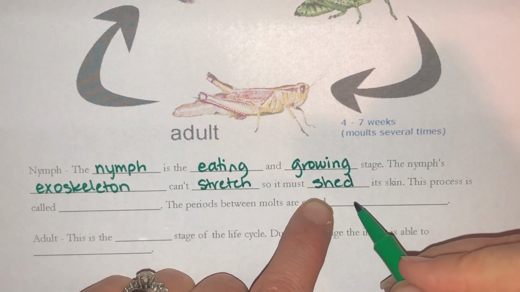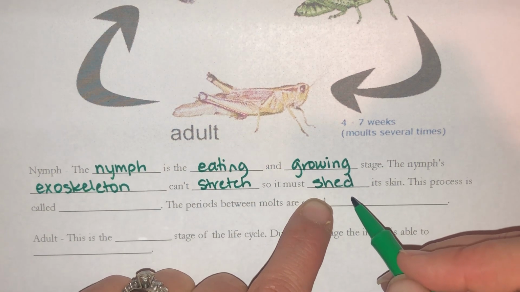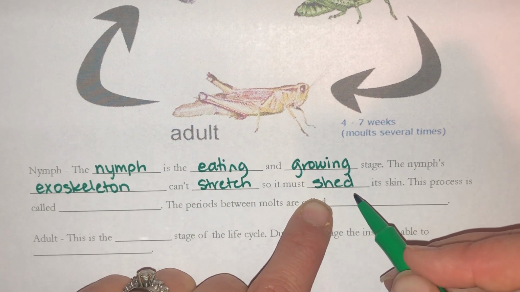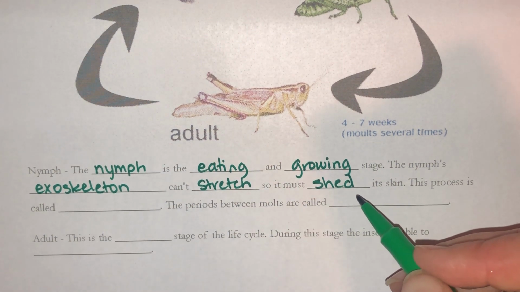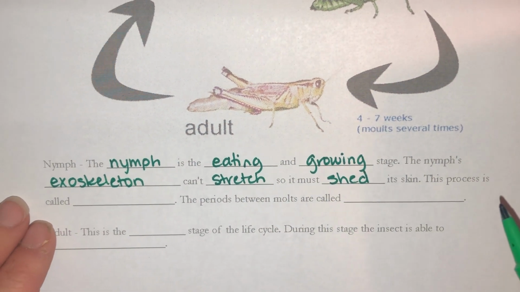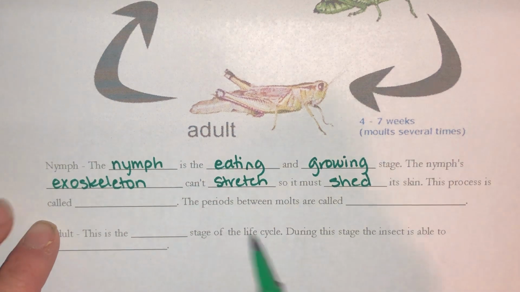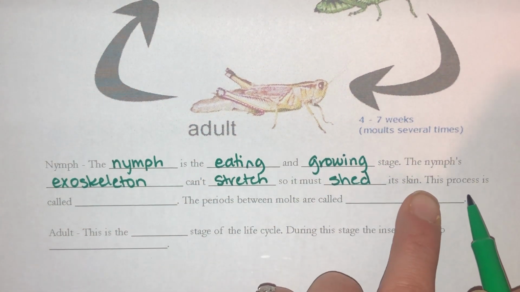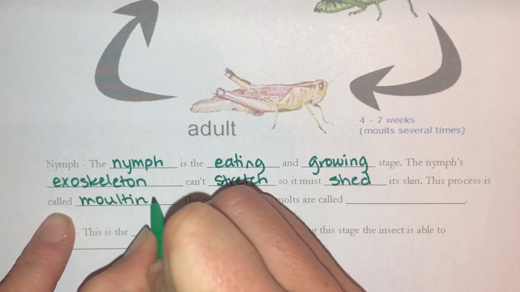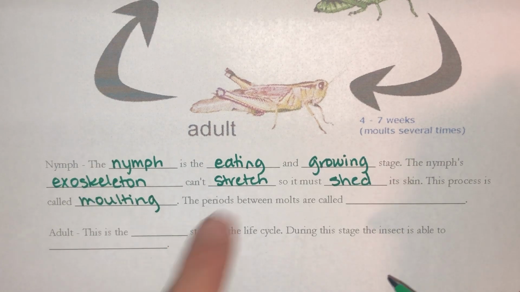And you may have seen insects do this before. The most obvious one is to look for a cicada. Cicadas leave behind a gigantic shell when they molt, and it's really easy to see. Sometimes you can see them hanging all over, especially if you're from the south. They hang all over trees and houses and things like that. So this process is called molting. So that's when the nymph sheds its skin as it grows.